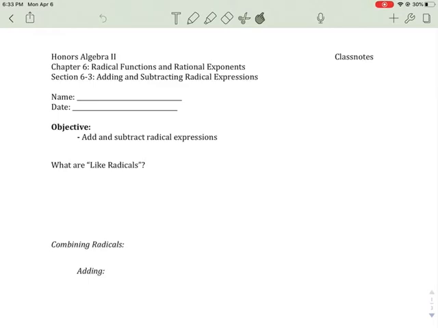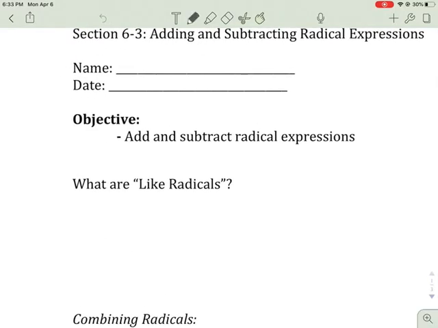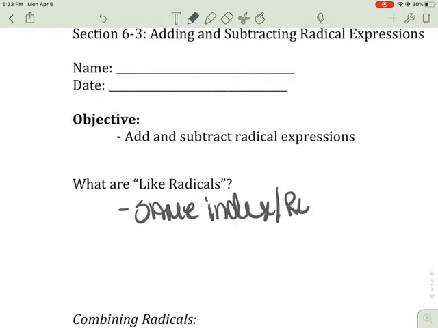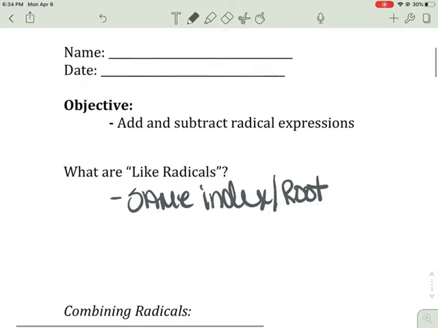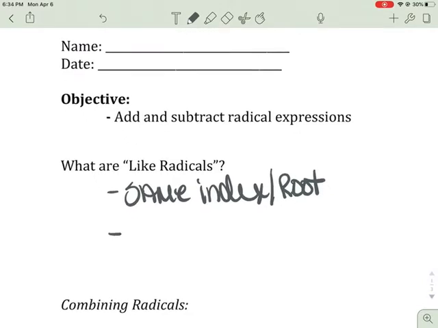When we say like radicals, we talked a little bit about this when we did multiplying and dividing the other day. They have to have the same index or the same root. Okay, so cube roots with cube roots, fourth roots with fourth roots, square roots with square roots. So you can't add or subtract the square root of 5 with the cube root of 3. That's just not going to work. But they also have to have the same radicand.